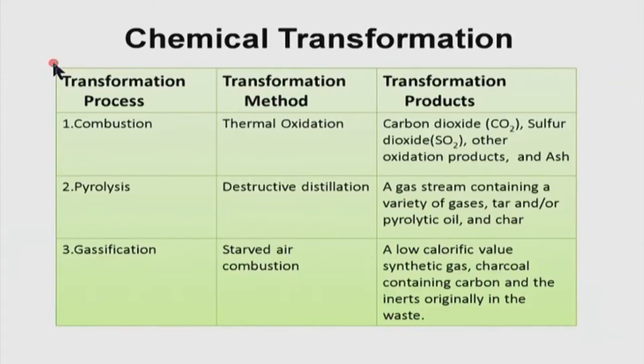Then the third one is gasification. It's a partial oxidation. Somewhere in between combustion and pyrolysis, we use some amount of air or some amount of oxygen so that our solid waste is converted into a synthetic gas, which largely contains carbon monoxide and hydrogen. That carbon monoxide and hydrogen is a low calorific fuel that can be further used for different purposes, for example running gas turbines, or even for some kind of processes.